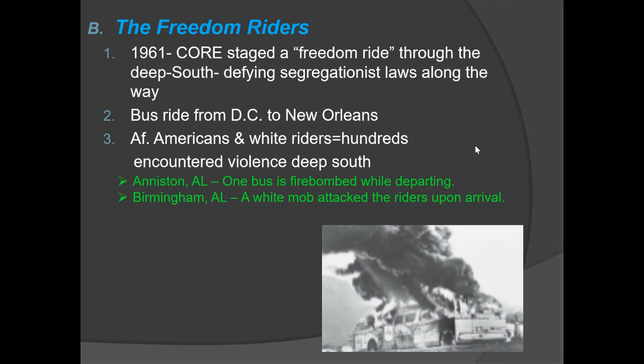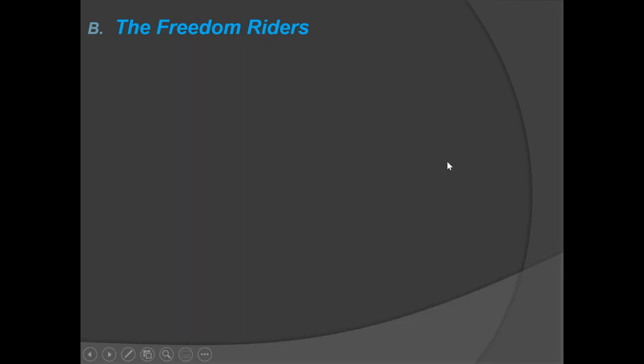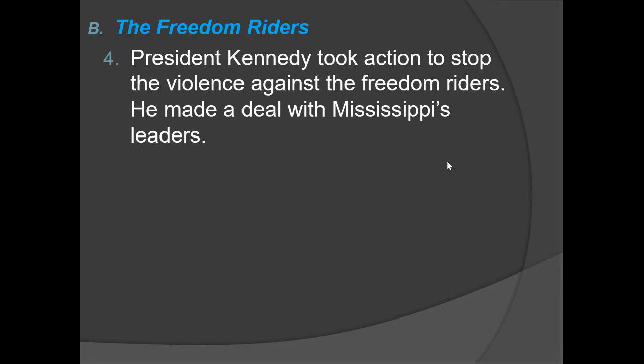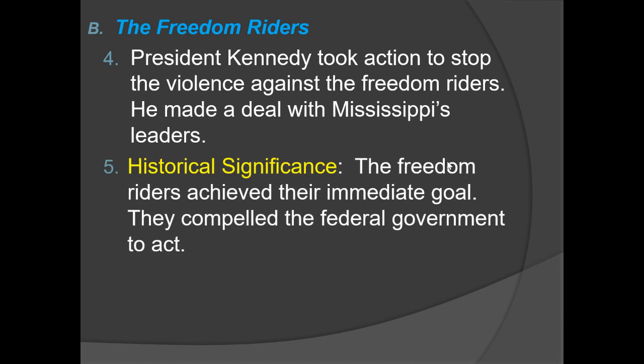So what happens is this gets on national news. It's on the nightly news, it's in newspapers, and President Kennedy, who's the president at the time, was looking at this like, what the heck is going on? And so he steps in and says, we've got to help these people. We've got to stop these people from getting hurt. So he makes a deal with some of the governors down in the South, specifically because this was also going on in Mississippi.